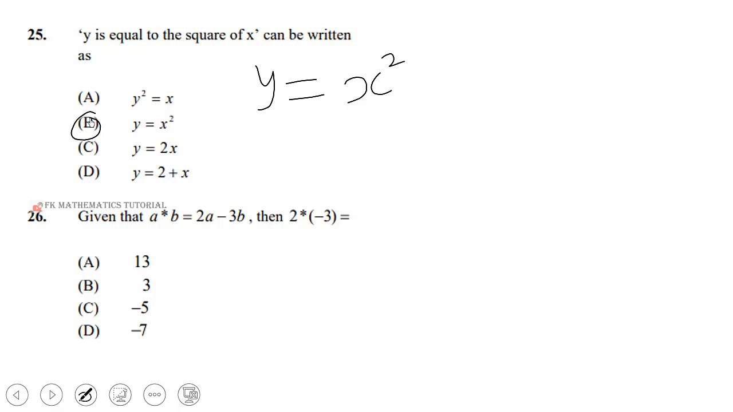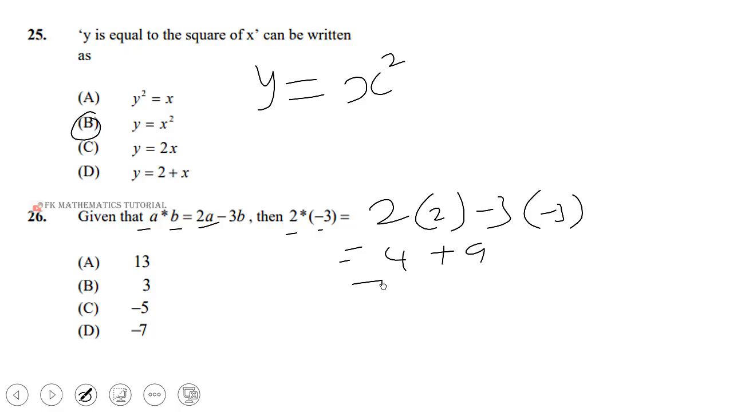Given that a star b is equal to 2a minus 3b, then 2 star negative 3 will be equal to, so wherever you see a, you put 2, and wherever you see b, you put negative 3. So 2 times a, which is 2, minus 3 times b, which is negative 3. That will give us 4 plus 9, and that will give us 13.